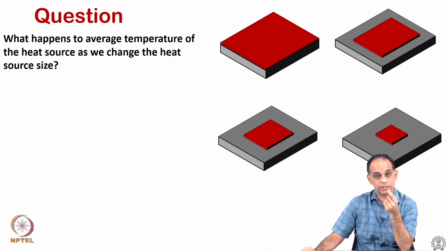So, we kept the power same, but what happens as we change the device sizes? The power level is same, what will happen to the average temperature of the heat source? If you see, the average temperature will remain the same, but only the maximum temperature will keep changing. So, the maximum temperature will be much higher for this case compared to this case, and this case, if the power level is same.